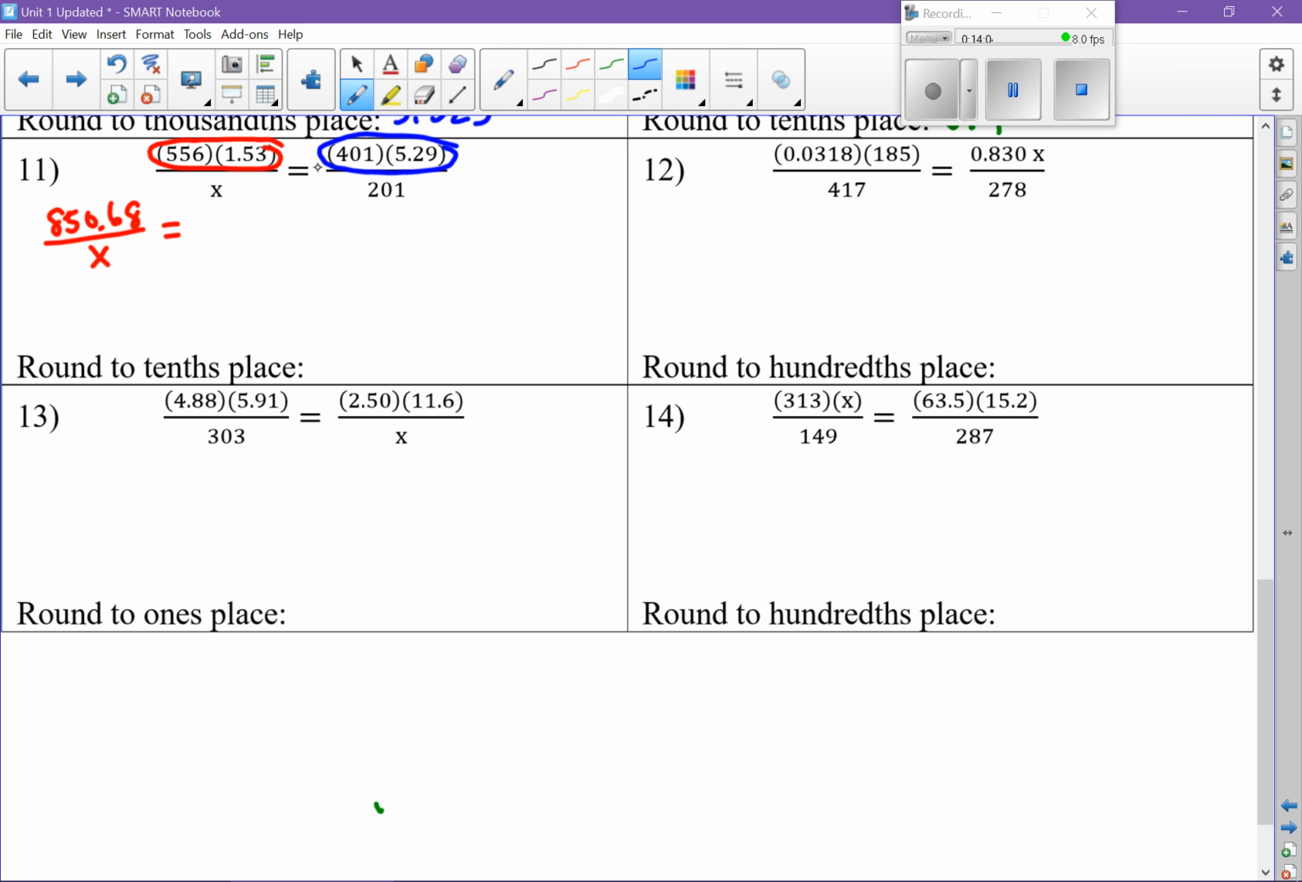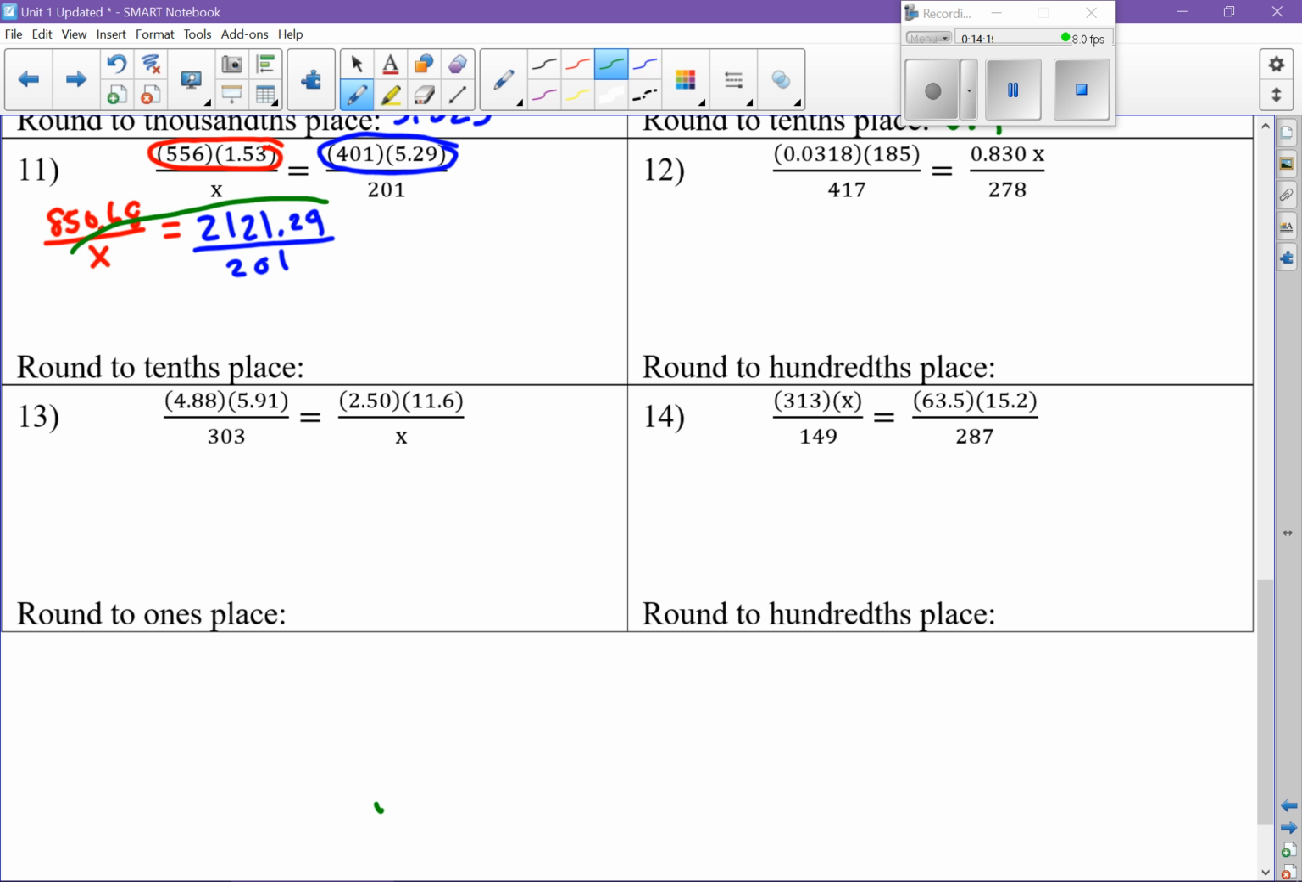Just wanted that one. Okay, 21.29, and leave that over 201. Alright, so it's a little bit simpler. We're getting there. The next easiest thing to do is cross multiply.